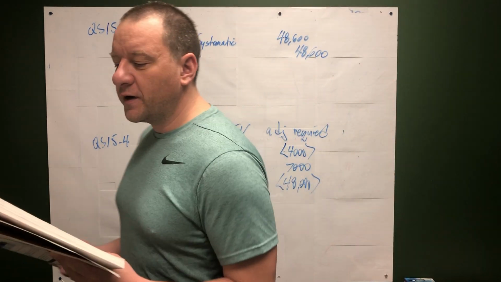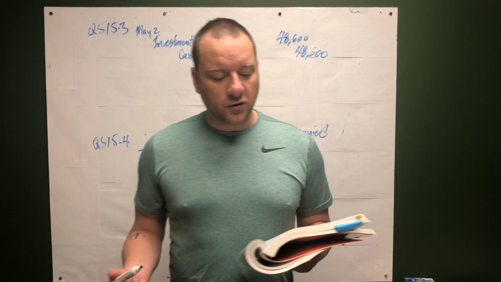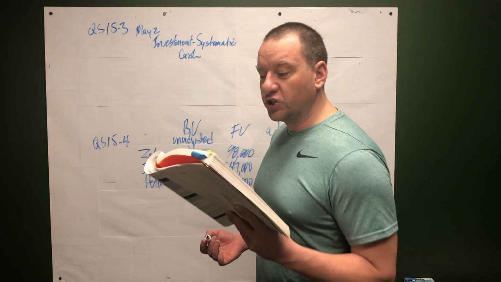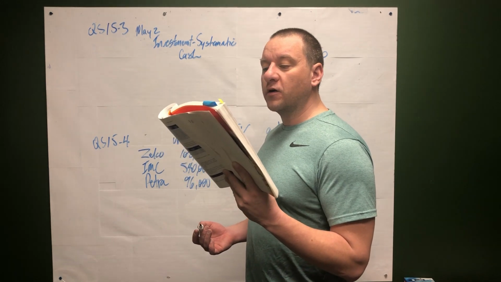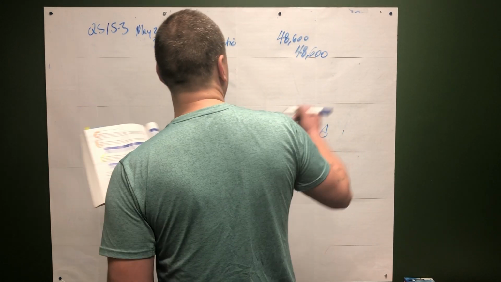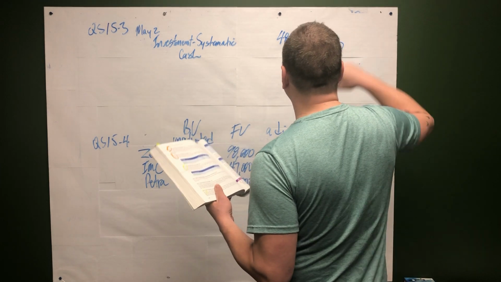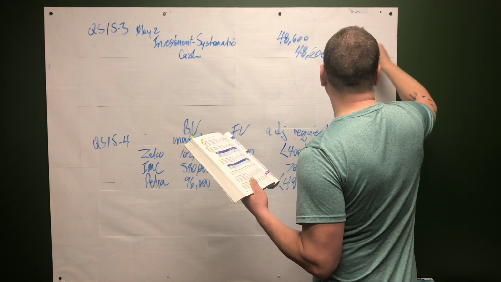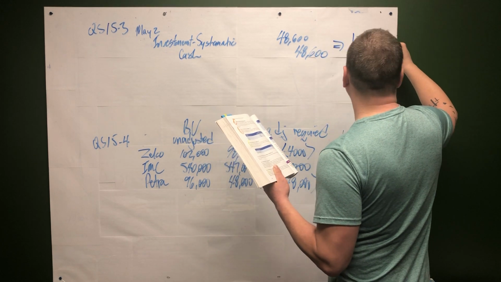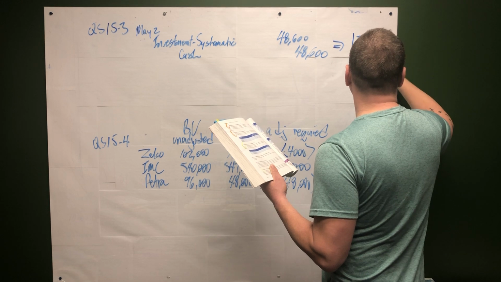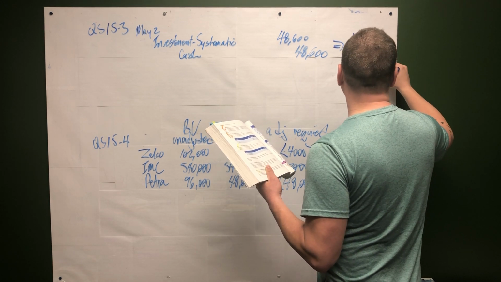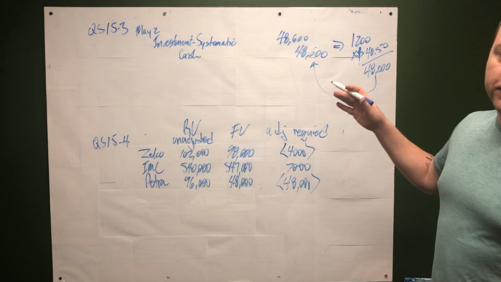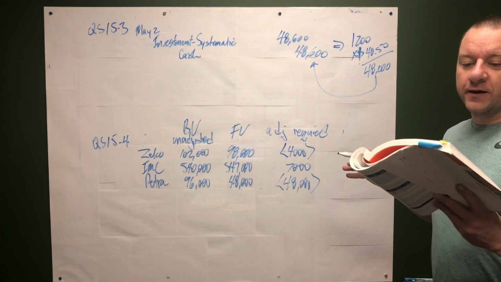So if we start with QS 15.3, let's read the scenario. On May 2nd, 2020, Systematic Industries acquired 1,200 common shares at $40.50 per share. Systematic acquired common shares of Computer Gaming. What we need to do there is figure out the dollar value in total. So 1,200 shares times $40.50 is $48,600. That's our first entry for May 2nd.